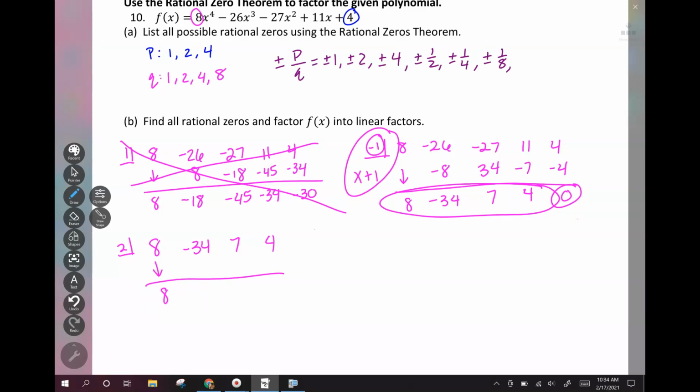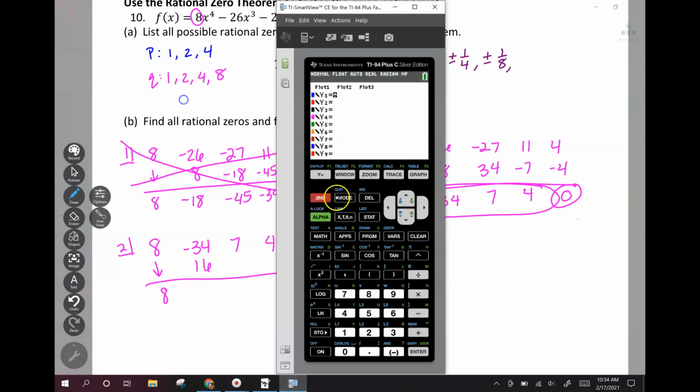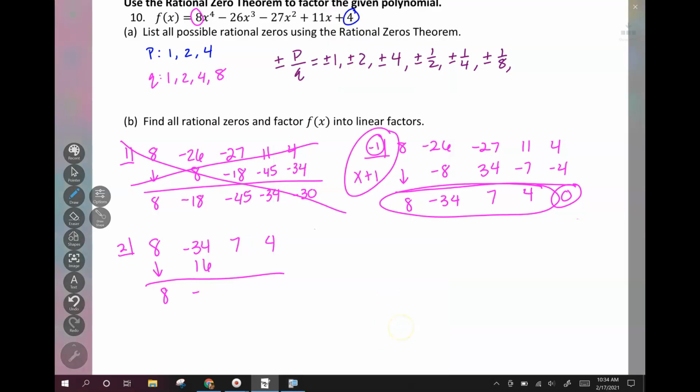So I've got 8 to 16, -34 plus 16, -18, -36, that's -29. That's definitely not going to work out. Okay, so we'll try -2.